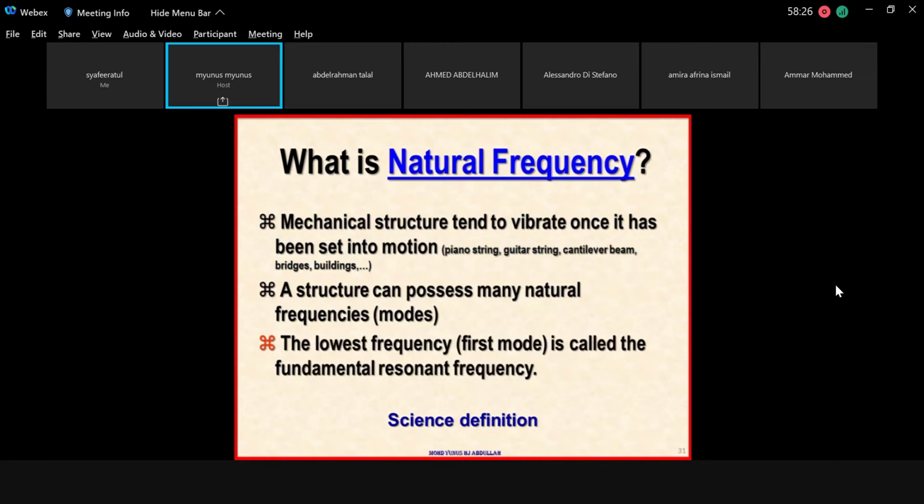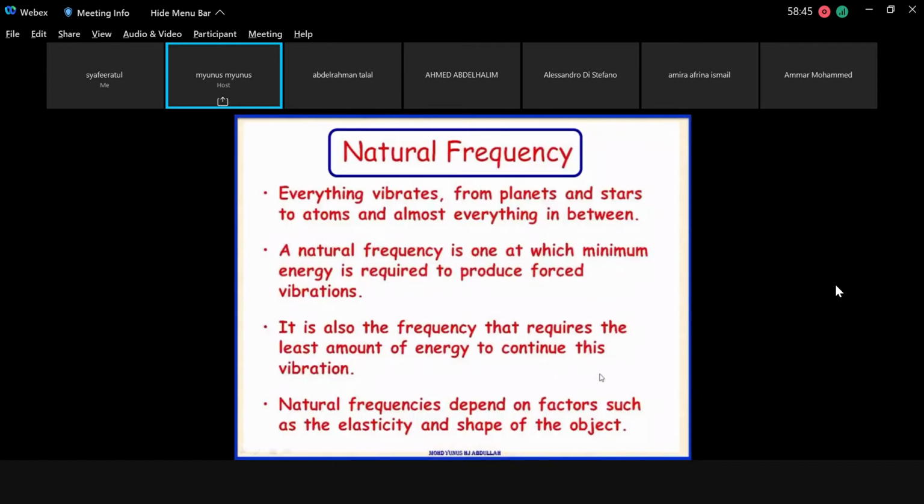This one is the scientific definition. In mechanics, for example, a structure can possess many natural frequencies, as I mentioned earlier: mode 1, mode 2, mode 3, isn't it? So the lowest one is called the fundamental resonant frequency, omega n1. Again, you can read this in your book. I put one special topic in your book talking about natural frequency and its importance.